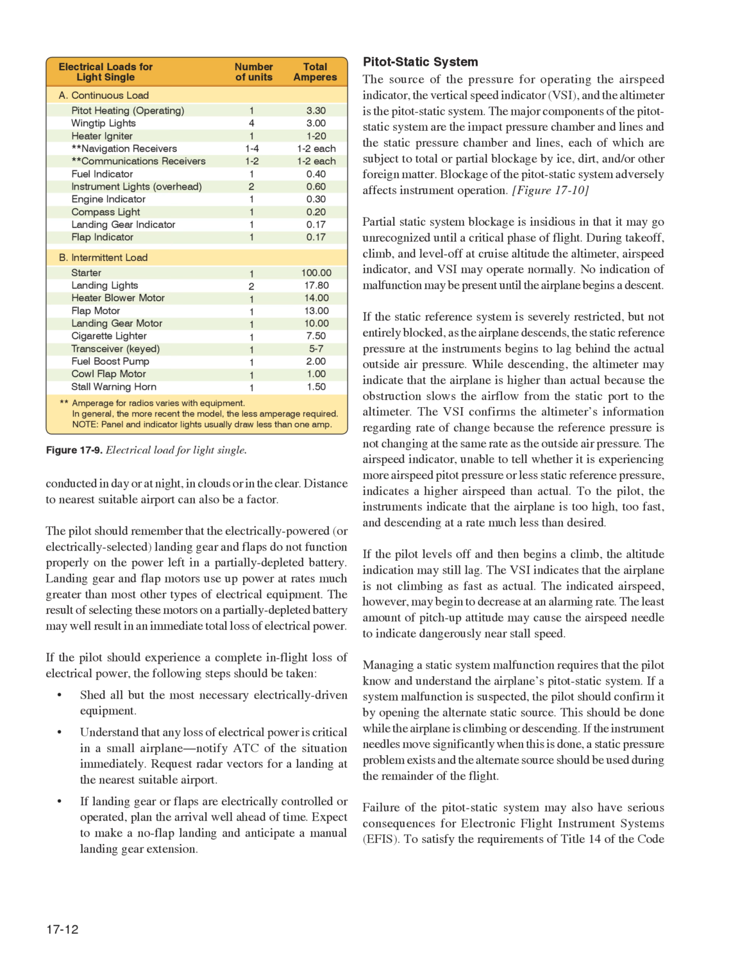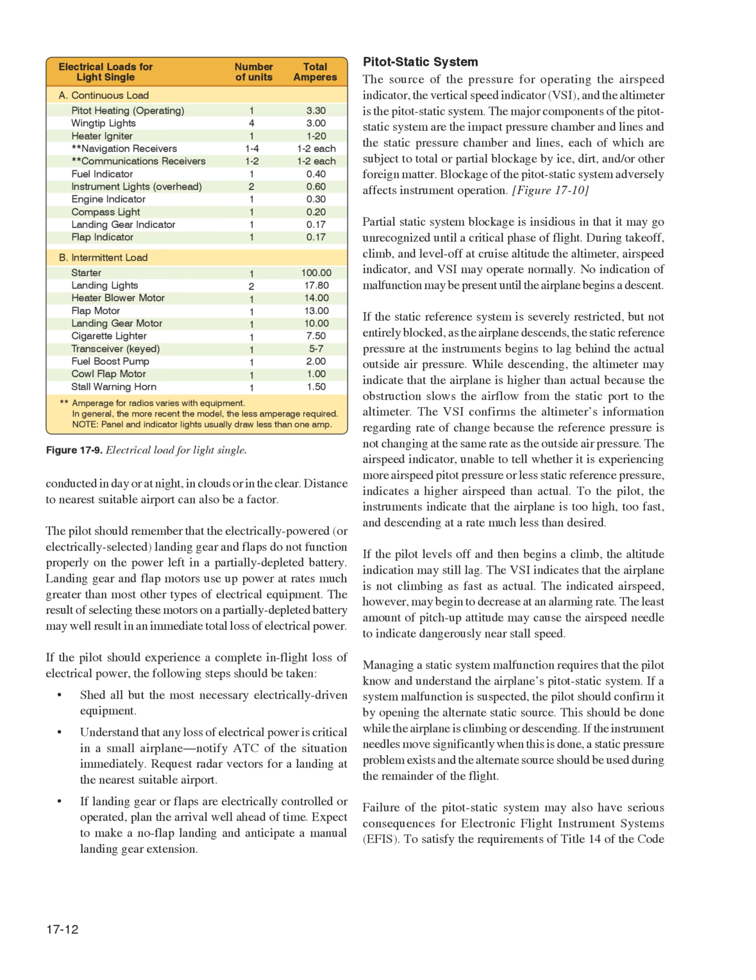Pitot-static system. The source of the pressure for operating the airspeed indicator, the vertical speed indicator, VSI, and the altimeter is the pitot-static system. The major components of the pitot-static system are the impact pressure chamber and lines and the static pressure chamber and lines, each of which are subject to total or partial blockage by ice, dirt, and/or other foreign matter. Blockage of the pitot-static system adversely affects instrument operation.